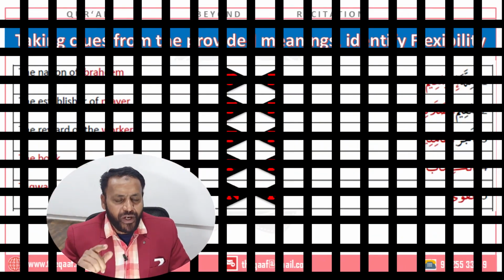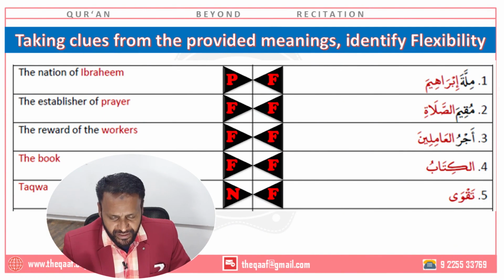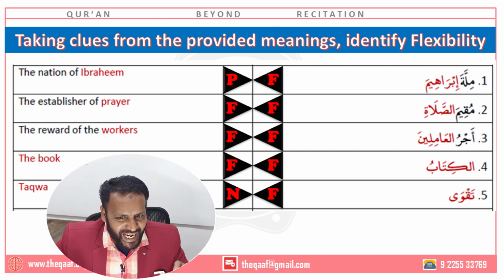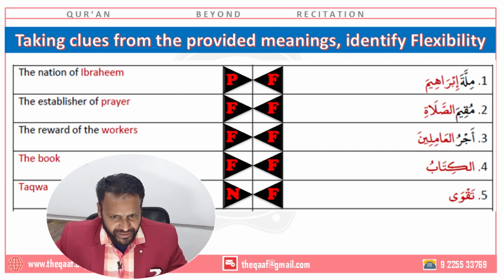Here is a little bit of different exercise. You have to look at the word which is colored red, and then tell me the flexibility of it and the reason for it. The very first word, here is the one. And I will also show you the translation so that it helps you out to figure out the status.